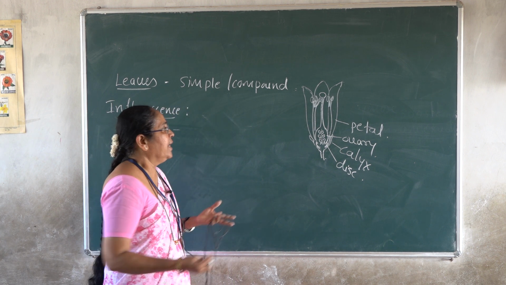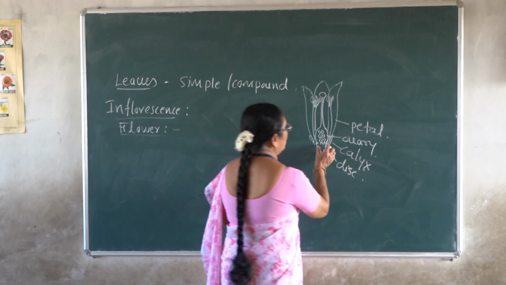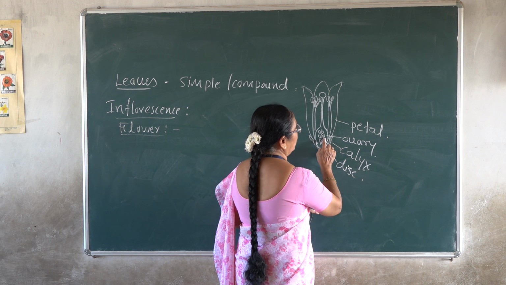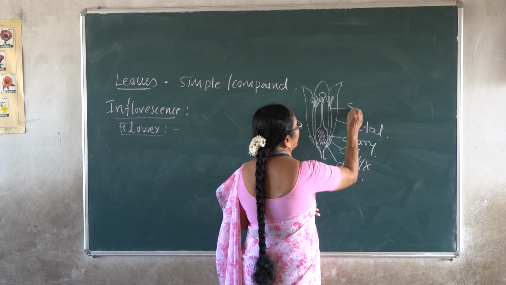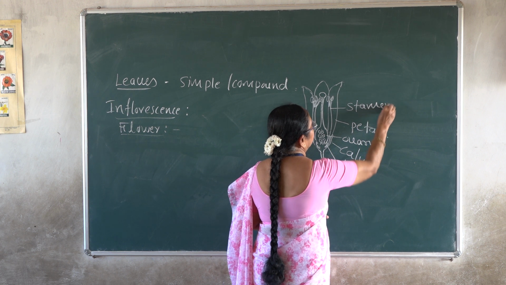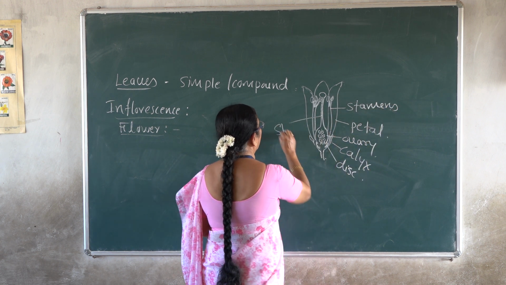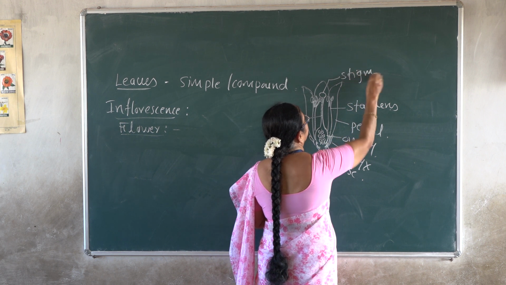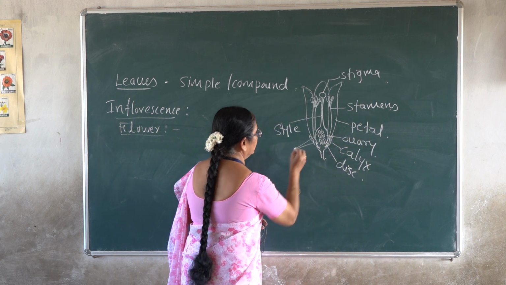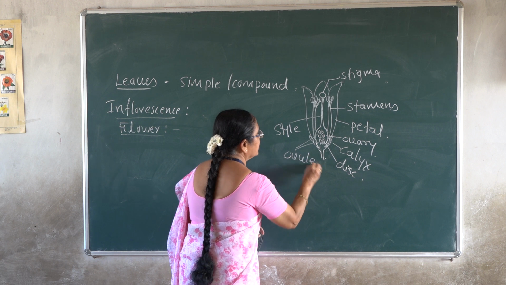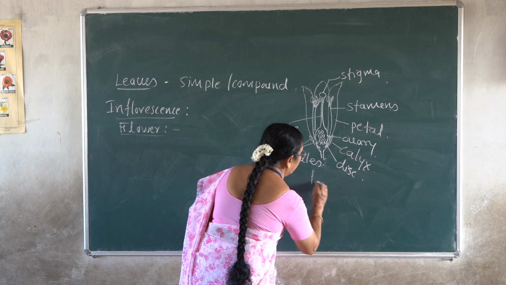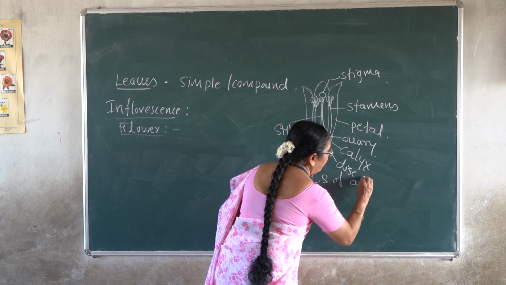So the calyx is the outermost part, next to which there is the corolla. Next to the corolla is the disc, and then the ovary, the stamens, the style, and stigma. These are the ovules. So this is the LS of a citrus flower.